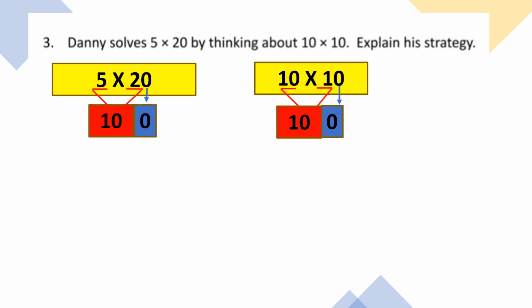So Danny solves 5 times 20 by thinking about 10 times 10. He was able to do that because they equal the same thing. They have the same solution. 5 times 20 is 100. 10 times 10 is 100. Now, if you need to pause the video to go ahead and write everything down, go ahead and do that now. Or if you want to rewind it a little bit so that you can watch it over again to make sure that you understand how to do this, then you can do that also.